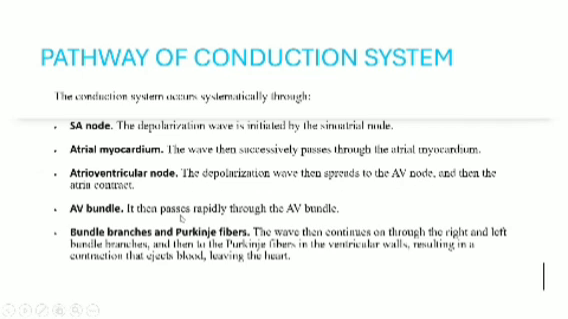Then it passes rapidly through the AV bundle. The wave then continues on through the right and left bundle branches and then to the Purkinje fibers in the ventricular walls, resulting in the contraction that ejects blood leaving the heart. Okay, clear? This is the pathway of the conduction system.